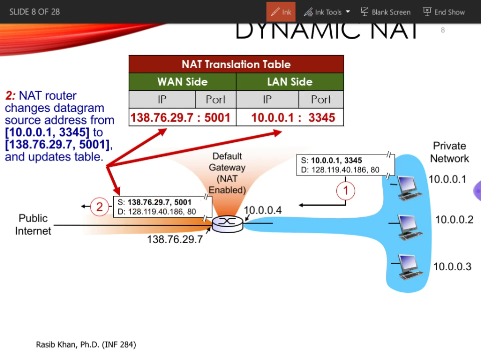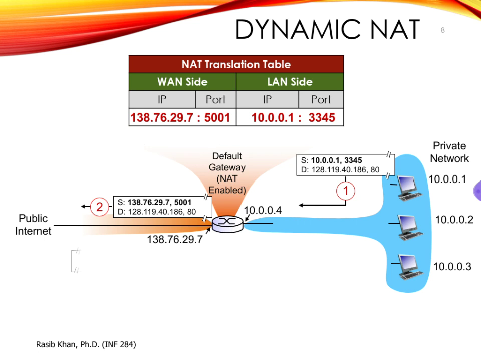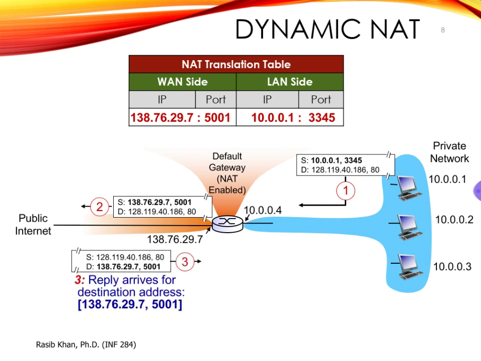The table, as you can see, has two parts: the WAN side, which is the public internet side, and the LAN side, which is the private side. And it has this pair of IP address and port for outgoing and incoming packets, which will be used at a later time.